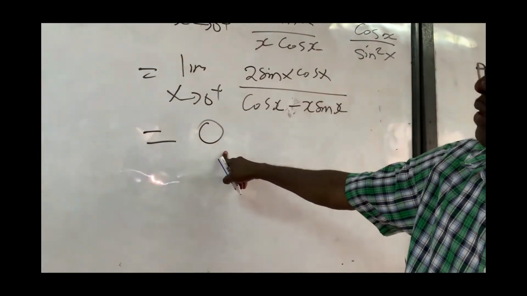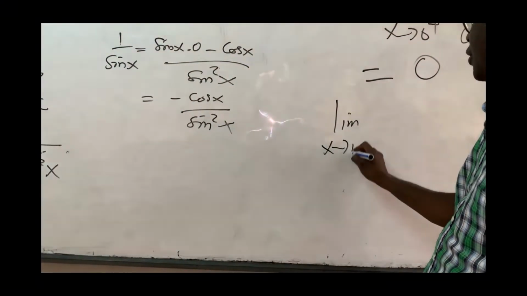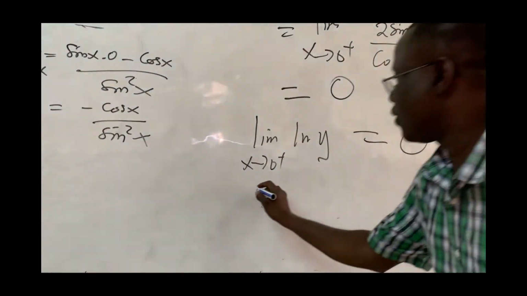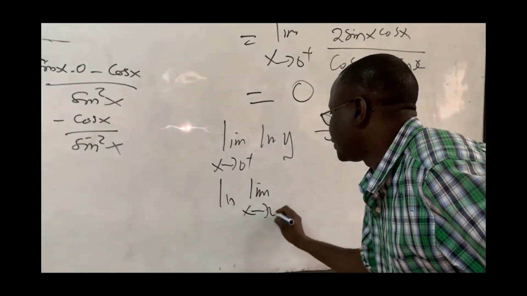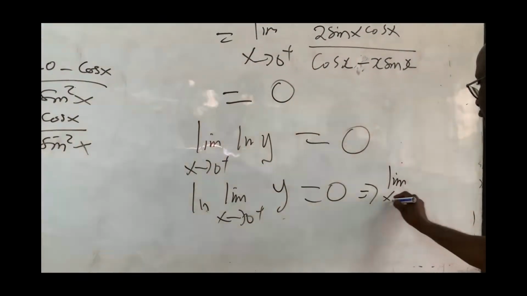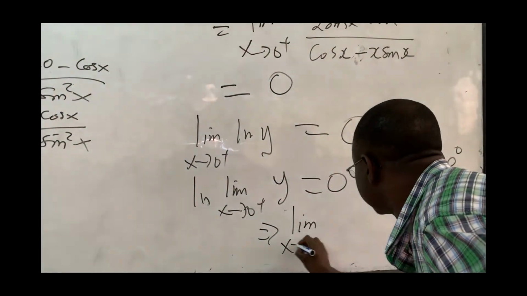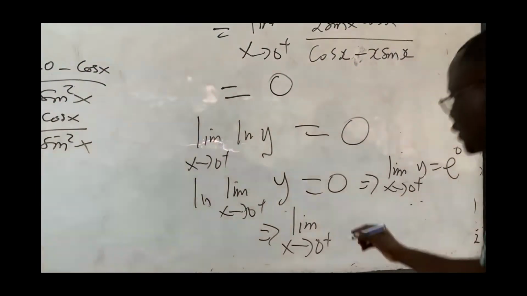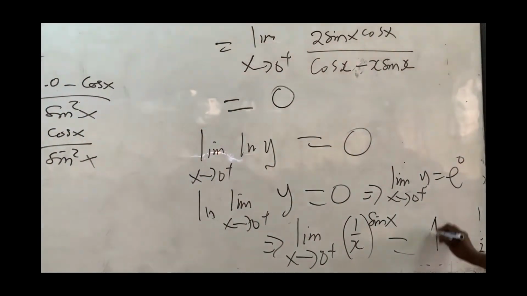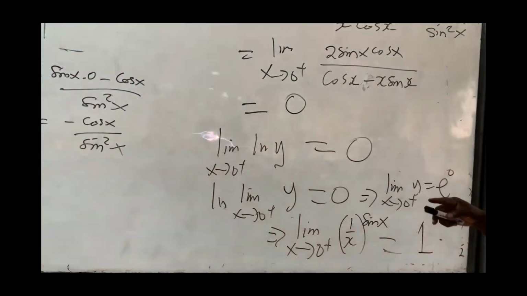Good. Now, this is going to 0. What it means is that if you go all the way back, okay, all the way back, we said that the limit as x goes to 0 plus of ln y is equal to 0. So similar to what we did before, you can pull out ln. You have the limit as x goes to 0 plus of y is equal to 0, which implies that the limit as x goes to 0 plus of y is equal to e raised to the power 0, which is 1. So that limit as x goes to 0 plus of y, the expression 1 over x raised to the power sine x, is equal to e to the power 0, which is equal to 1.